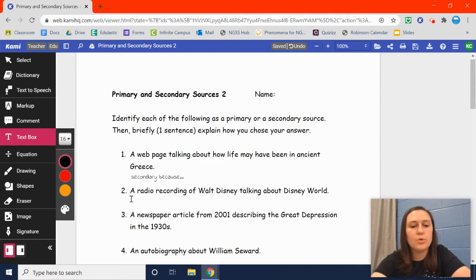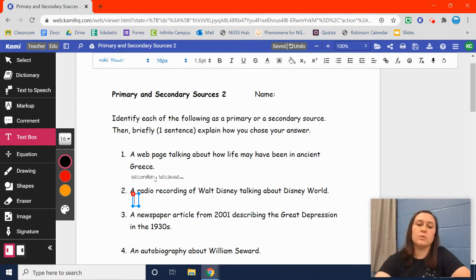Number 2, a radio recording of Walt Disney talking about Disney World. That's him talking about his own creation. That would be a primary source. Because ... Tell me why.